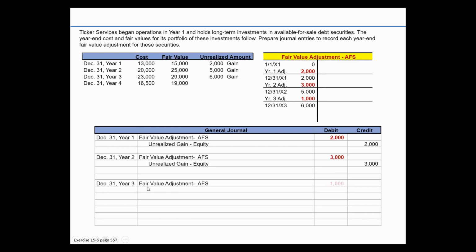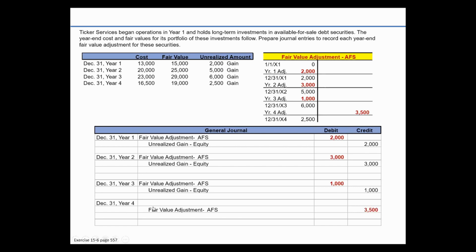And so we have a debit to fair value adjustment AFS for 1,000, credit to unrealized gain equity for 1,000. And then for year 4, we see that they had an increase of 2,500. And so this time we had 6,000 there. We need to make the balance to be a debit balance of 250. So then we need to credit 3,500 in order to make that right.